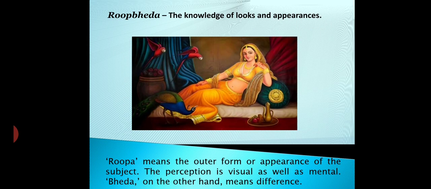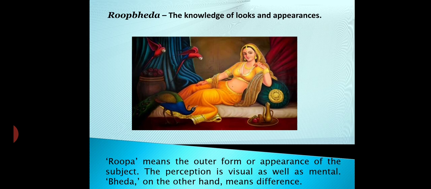The first one is Rupabheda, the knowledge of looks and appearances. Rupa means the outer form or appearance of the subject. The perception is visual as well as mental. Bheda, on the other hand, means difference.